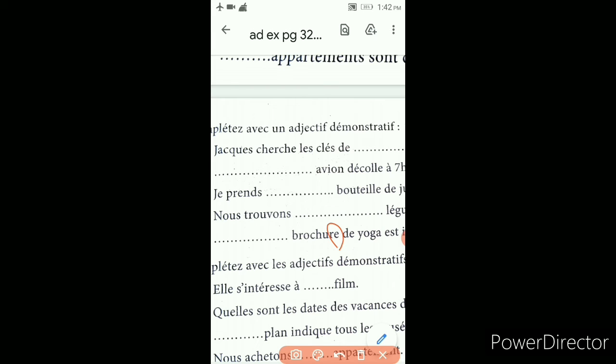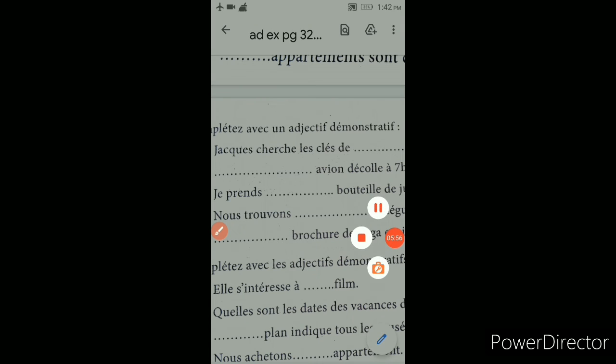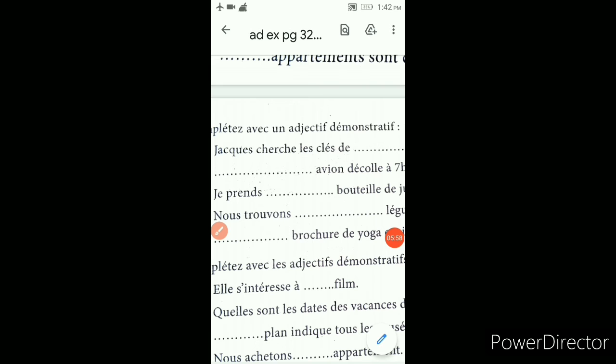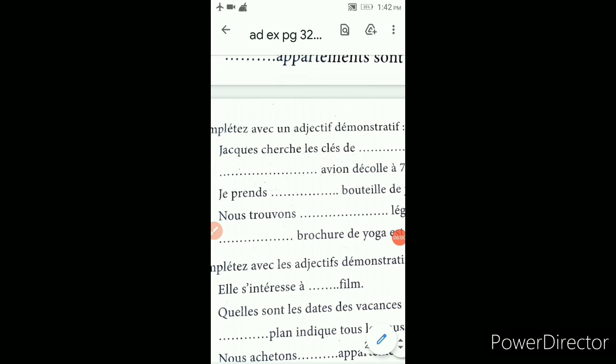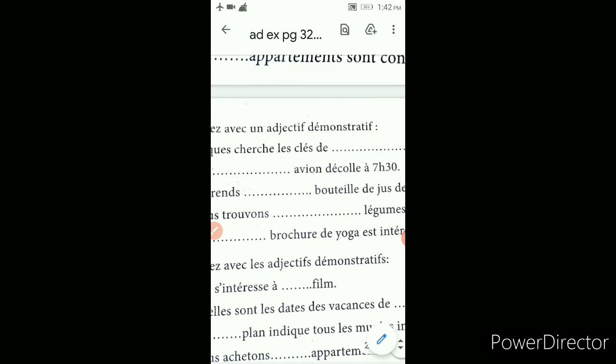Brochure is ending up with E. Since it is ending up with E, it is feminine singular. CETTE. So it is CETTE here. Hope it is clear for you. Okay, now let us move on to the next exercise.